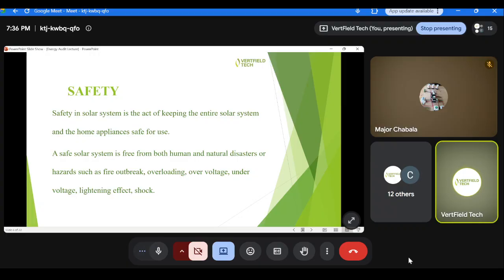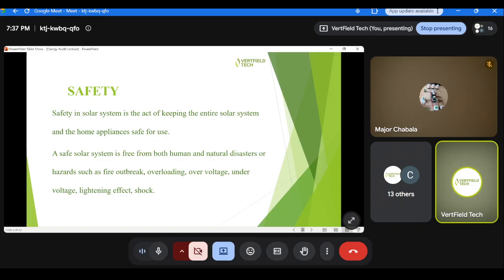Oftentimes, we have seen solar fire outbreaks. Yes, and some clients, some landlords, some landladies would say that they do not want solar panels on their roof. Why? Because they believe that a solar system will always cause a fire outbreak. Can it cause a fire outbreak? Yes. Can it always cause a fire outbreak? No. If it is handled by a fake installer or engineer, you will have issues with your solar system. If it is not properly installed, making good use of all the safety tools and gadgets, it will definitely be in danger.